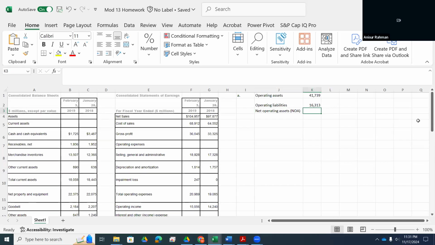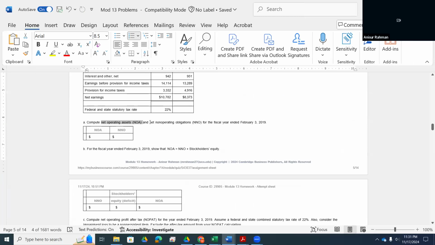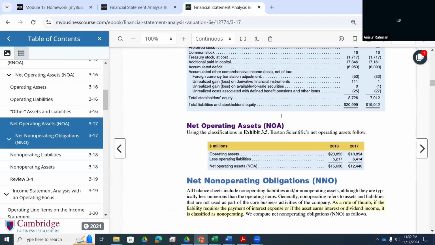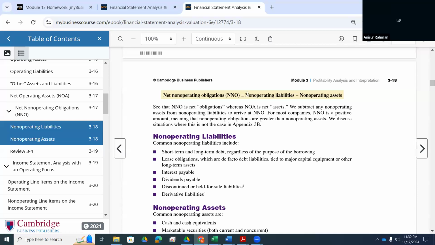Now we have to subtract operating liabilities from operating assets. So 25,426. The second part of the question is net non-operating obligation, NNO. So I'll write down here, net non-operating obligation. So net non-operating obligation is your non-operating liabilities minus non-operating assets.